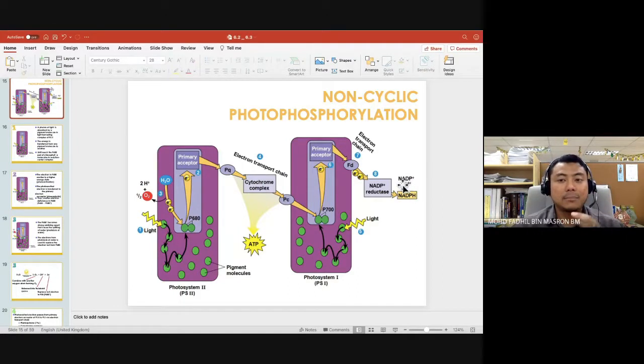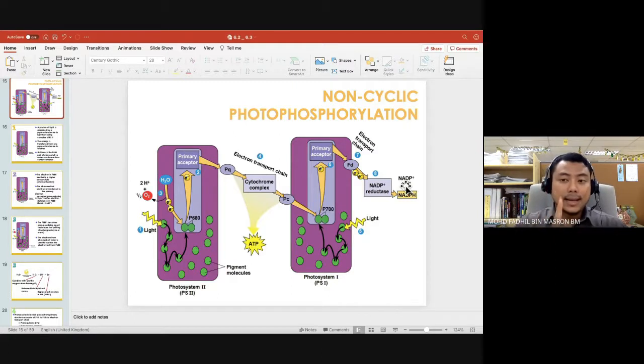So bila dia mengalami reduction, dia menyebabkan orang lain being oxidized. Mestilah berbalas-balas kan, sebab bila dia terima, mesti ada orang yang bagi, mesti ada orang yang lost. Oil, oxidation is losing of electron. So siapa yang being oxidized in this case? Of course adalah ferredoxin, FD over here. So FD is being oxidized and NADP plus is being reduced. Oil rig, oxidation is losing electron, reduction is gaining of electron.